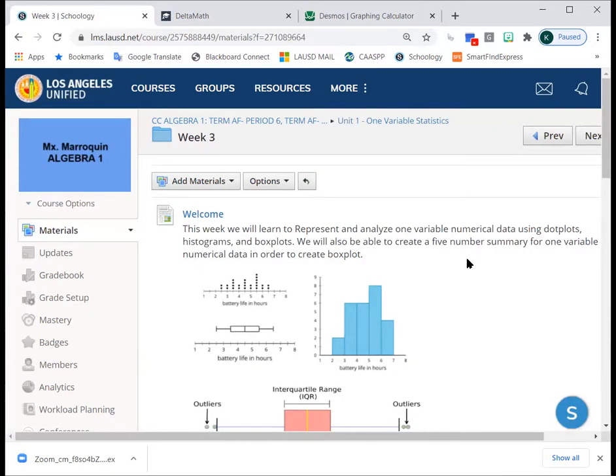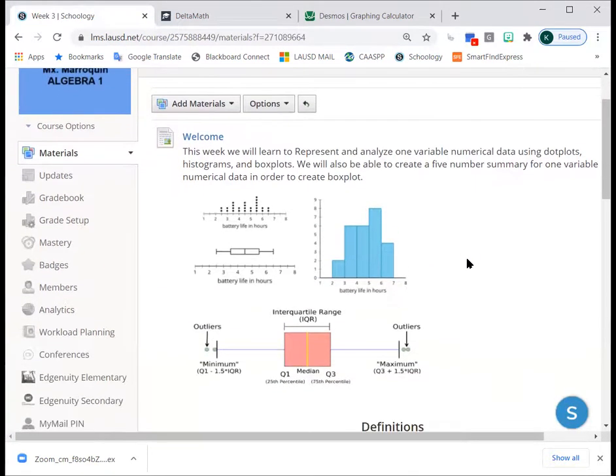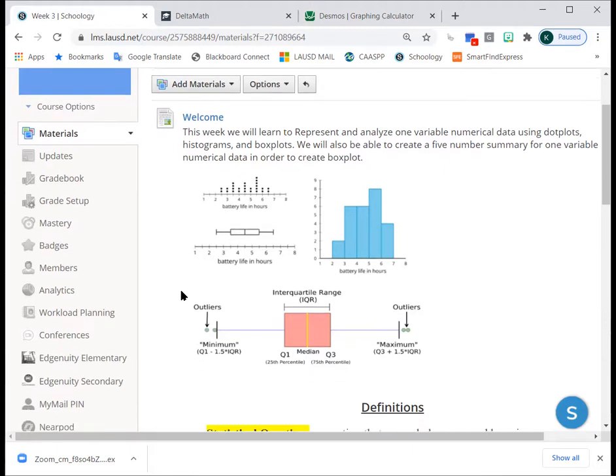All right, in week 3, we went ahead and learned about the different types of graphs that we use. There's 3 different types of graphs to talk about data. So one of them is a histogram. It looks like this. One of them is a dot plot. It looks like this, lots of dots on a number line. And the third kind is a box plot.